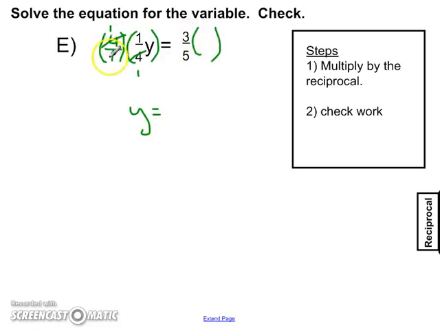Now, if I multiply this side by 4/1, I also multiply the right side by 4/1. And I'm going to use my fraction rules to reduce if I can. There are no cross reductions here, so just go ahead and multiply across. 3 times 4 is 12, and 5 times 1 is 5. And at this point, you could change that. This would be 2 and 2/5. So y is equal to 2 and 2/5.